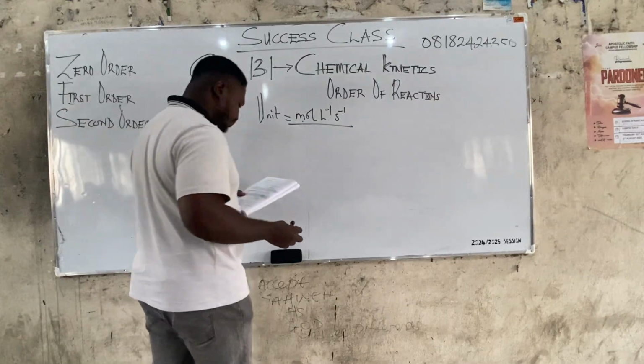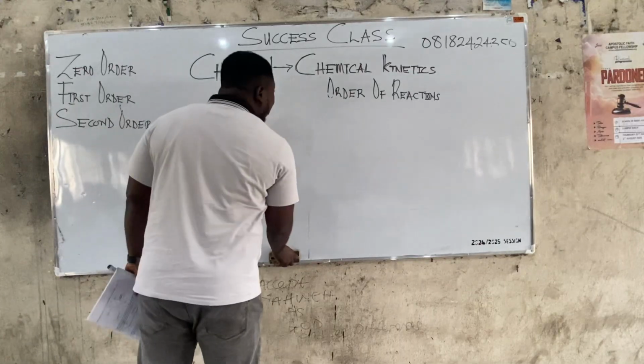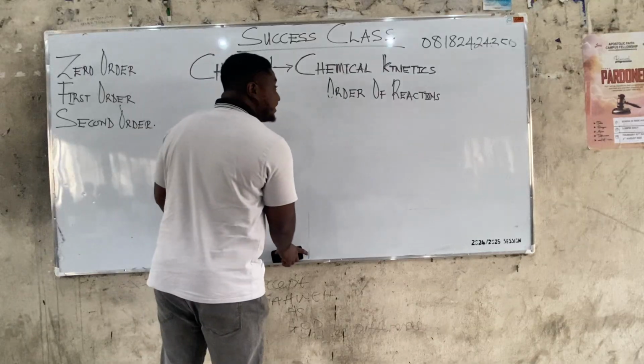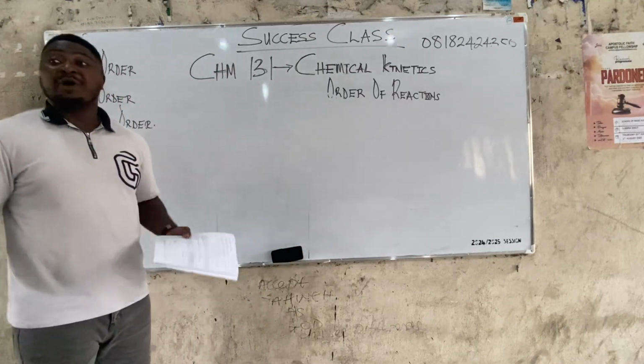Now, what is a zero order reaction, class? In a zero order reaction, it means that the overall order of the reaction is 0. The overall order of the reaction is what? 0. The total order of the reaction is 0.